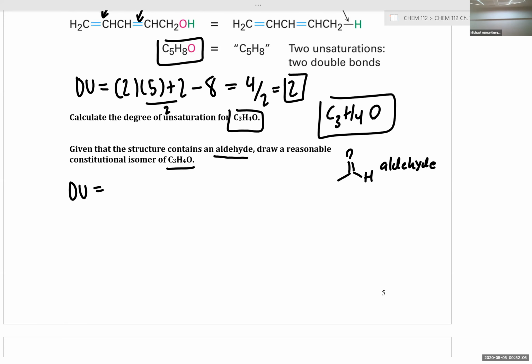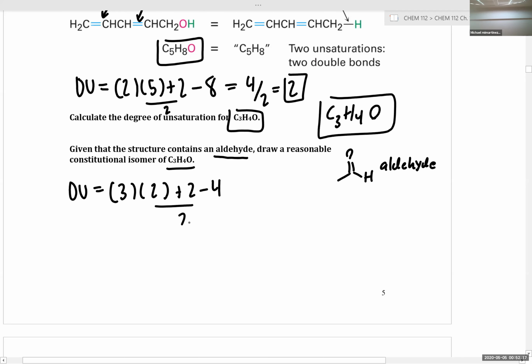So I already see people typing a reasonable DU. So just to illustrate, we have 3 carbons times 2 plus 2 minus the number of hydrogens, which is 4, over 2. So we have a DU value of 2. Let's now get creative and let's try drawing at least one reasonable constitutional isomer for this molecule.